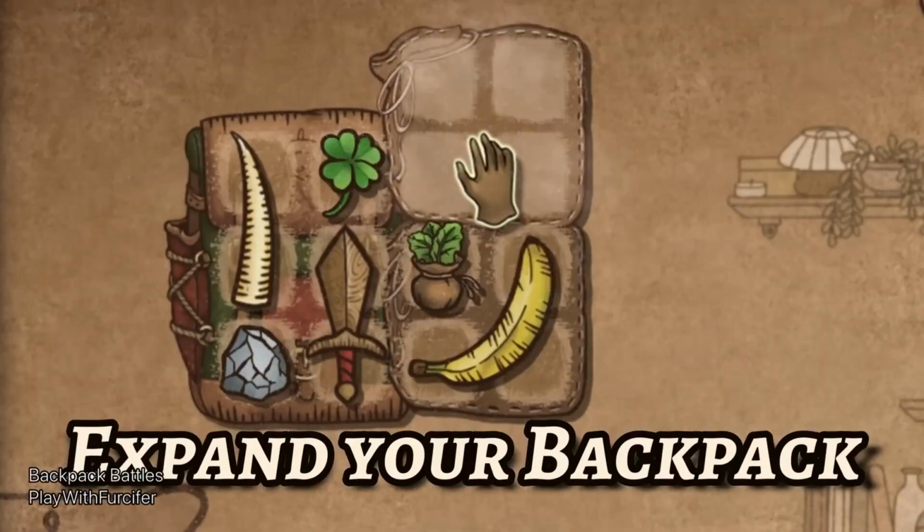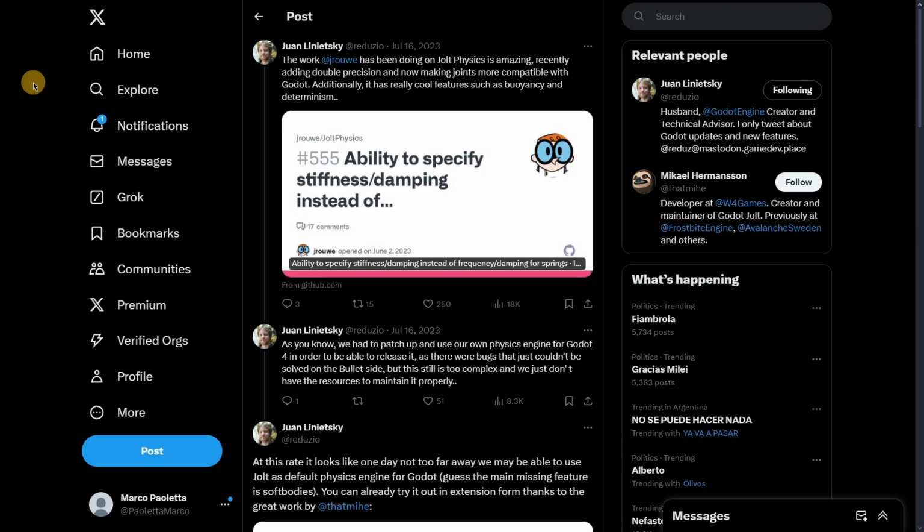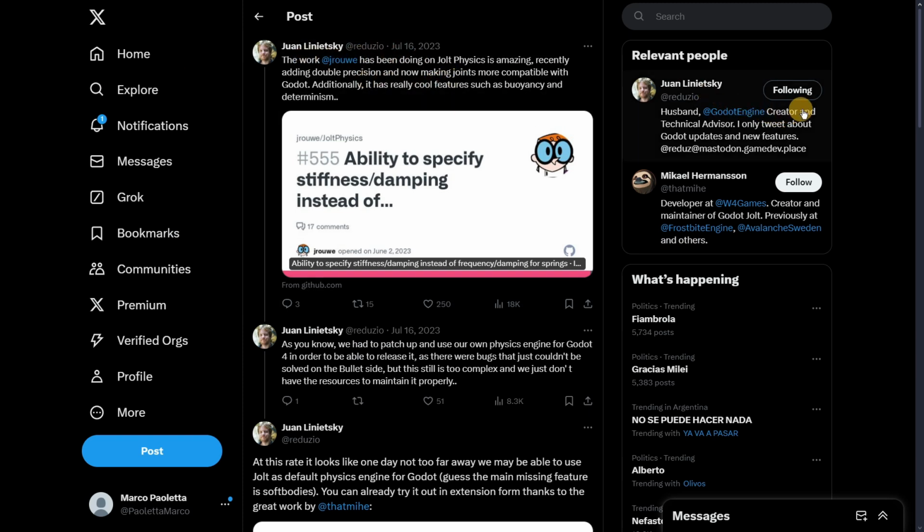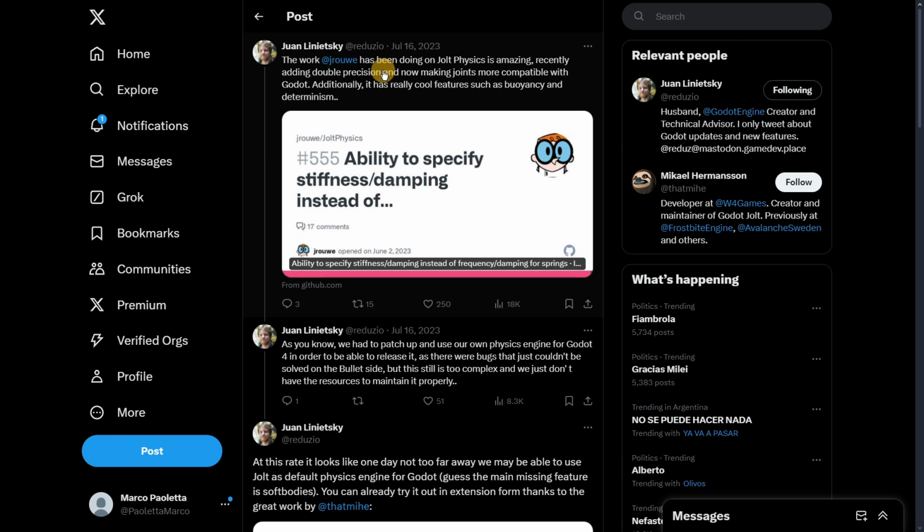So let's get started. The most relevant and current information that we have about this is a tweet from Juan Linietsky, as you can see, one of the creators and technical advisors of Godot. That is quite an old post from July 16th of 2023, over 1 year ago. He didn't actually post anything more related to Jolt, as far as I have researched. So this is the latest news in terms of Jolt and Godot.